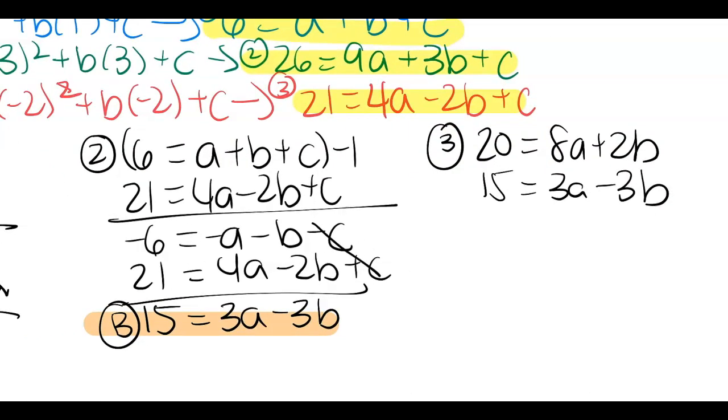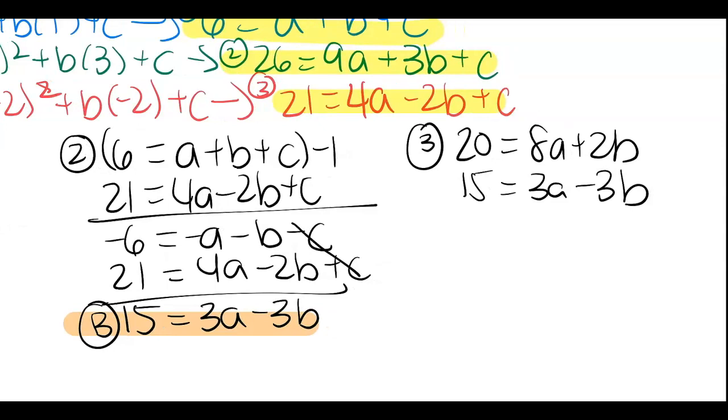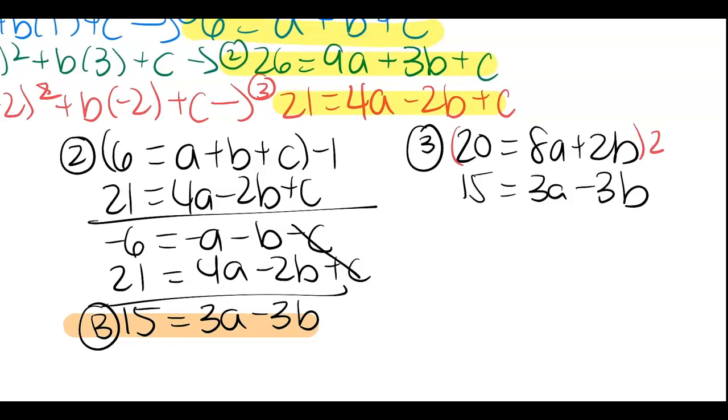For me personally, I'm going to get rid of the b's. I feel like that would be the easiest thing and would be less threatening. So I'm going to multiply the whole first equation by not 2, but 3. And then the second equation, I'm going to multiply it by 2. This will help me cancel out the b's. One of them is positive, the other one is negative, so it works beautifully.